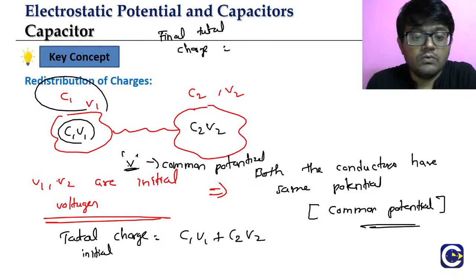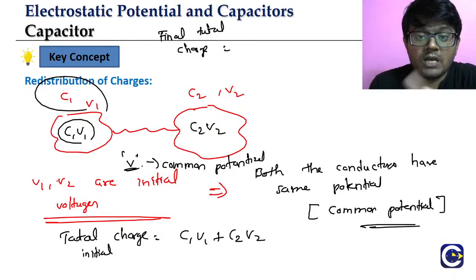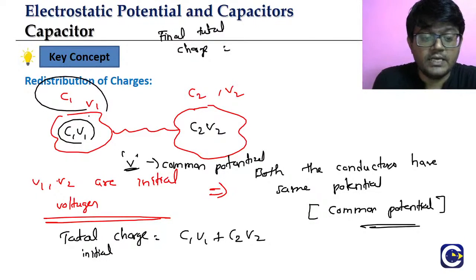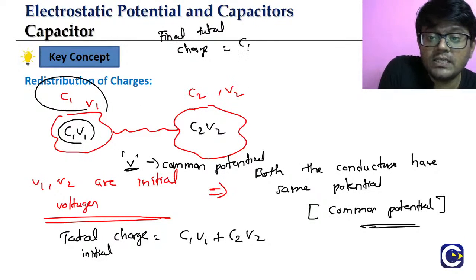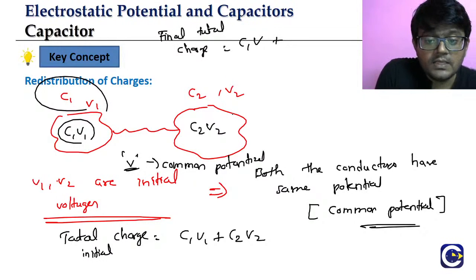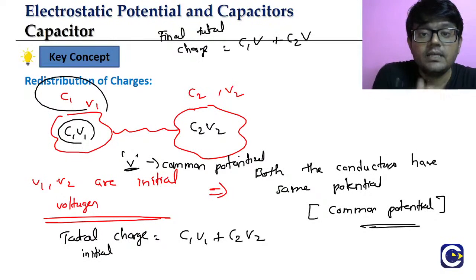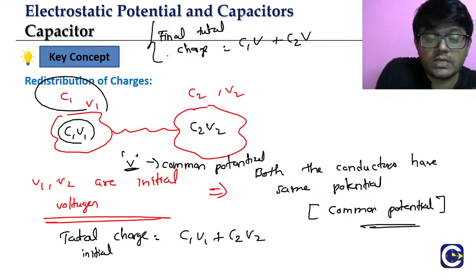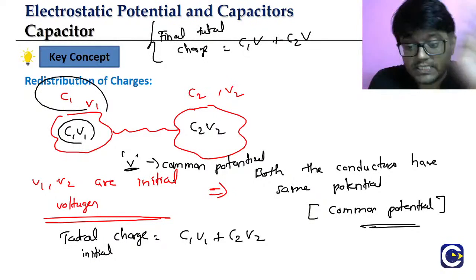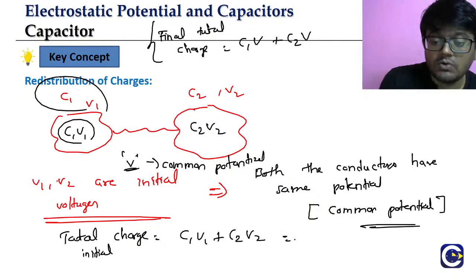What is the voltage of this conductor? If we say common potential, both will have the same potential, right? Now on this capacitor, what is the charge? C1 into V. On the second capacitor, what is the charge? C2 into V. Since charge will not be destroyed, whatever the total charge initially will be equal to the total charge finally, which means it is equal to C1 into V plus C2 into V.